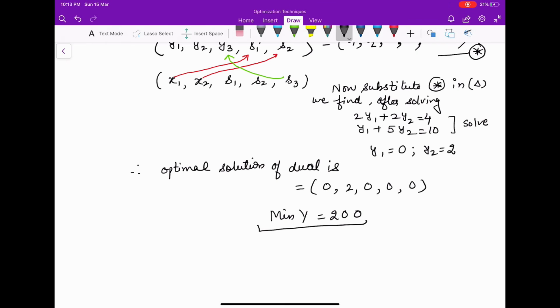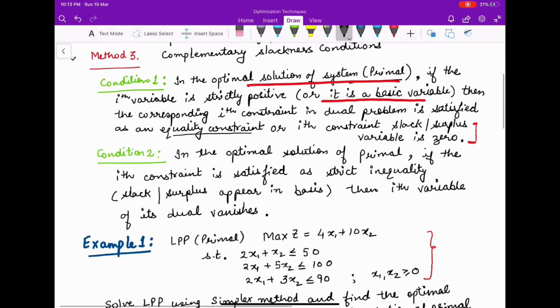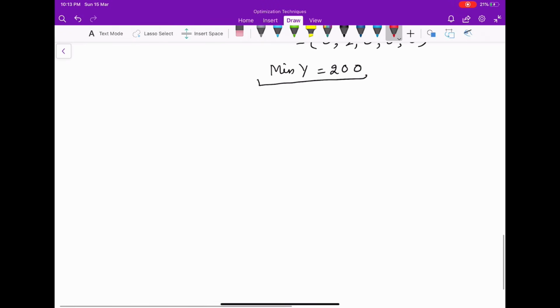So what we want to say is, in condition 1, if the original variable appears in the basis, then the corresponding slack or surplus is 0. Condition 2 says if the constraints are satisfied as strict inequality, that means slack or surplus appears in the basis, then the corresponding yi in the dual variable vanishes. We can look at one more example to make this clearer.